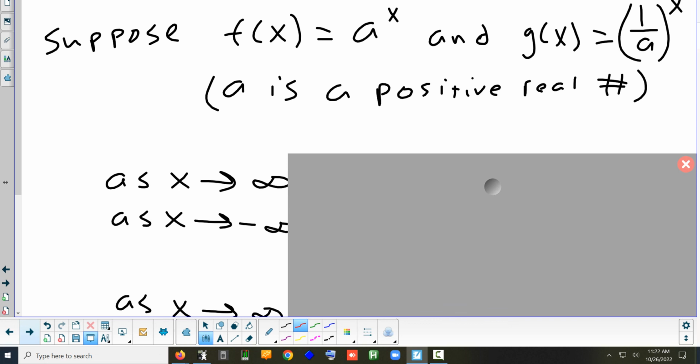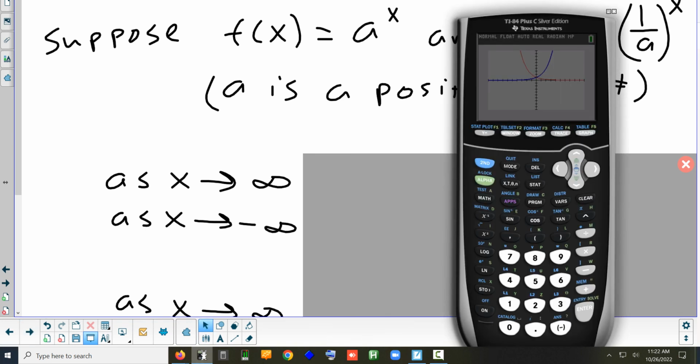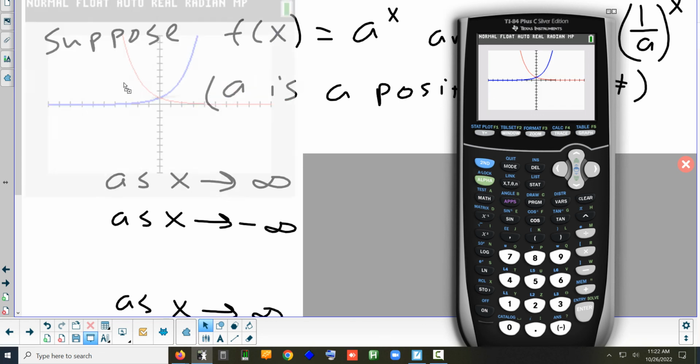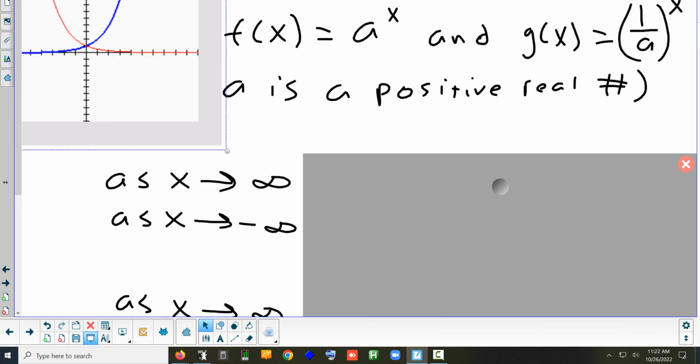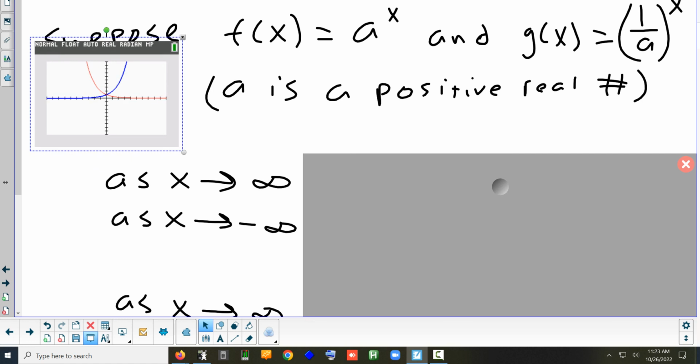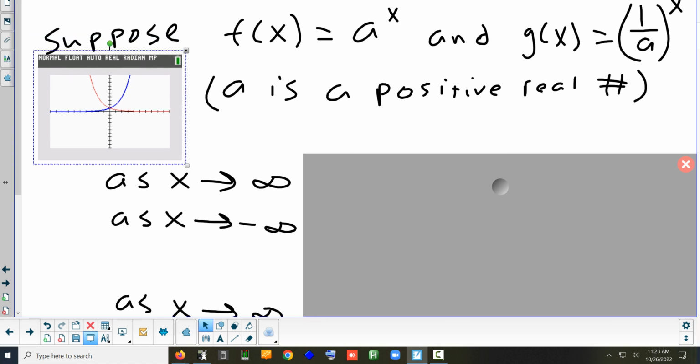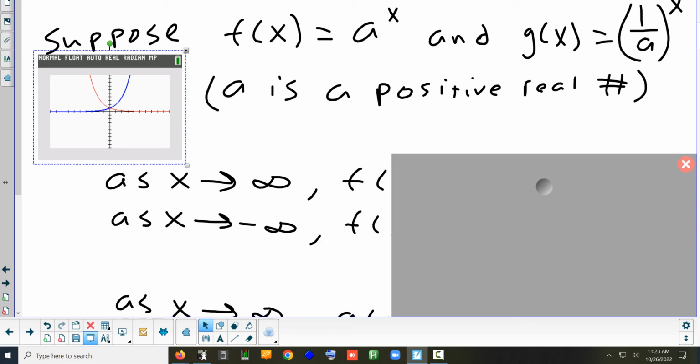So let's think about what happens as we approach infinity, as we head to the right, and we approach negative infinity, heading to the left. We can use the last problem as kind of like a guide to remember what it looks like. a to the power of x would be something like the graph in blue, could be a little steeper, and 1 over a to the x is the general shape of the red one.